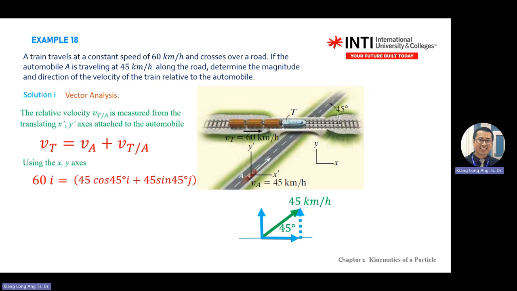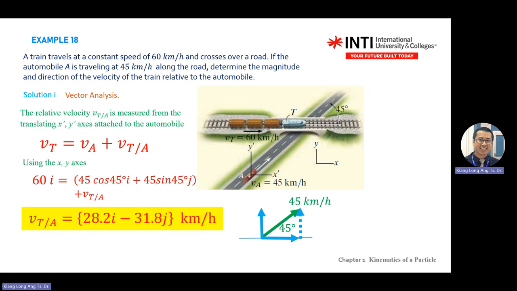Then VTA, you don't know. So you just write VTA. So this one is only one unknown. You move accordingly. You move this one, i, from the right to left, it becomes negative. 60i negative 45 cos 45 i. This one you move, minus 45 sine 45 equal to VT stroke A. Then you put 60 minus 45 cos 45, you get this value. And 0 minus 45 sine 45, you get minus 31.8 j, curly bracket, kilometer per hour.